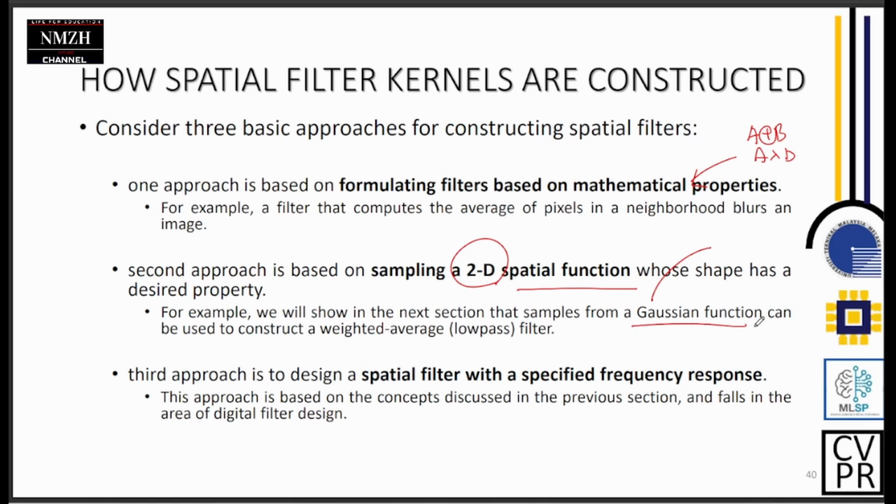So whereby we have the 3 times 3. So 1, 0 is the middle, the highest hill of the Gaussian function, right? So the third approach is the spatial filter with a specific frequency response. So whereby this approach is based on the previous section and falls into the area of digital filter design. So it depends on, likewise, the box filter, right? Okay.